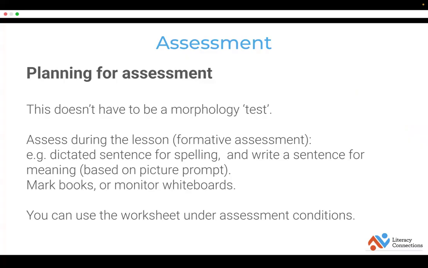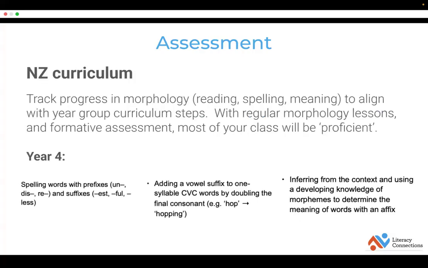You can also use the provided worksheets that are there for independent practice. You could use those occasionally under assessment conditions to see how they go as well. Use the curriculum for a guide. It is quite clear where the scope and sequence is in the curriculum, so that is going to guide whether your students are proficient or not, if they're managing to read, spell, and understand the meaning of those morphemes.